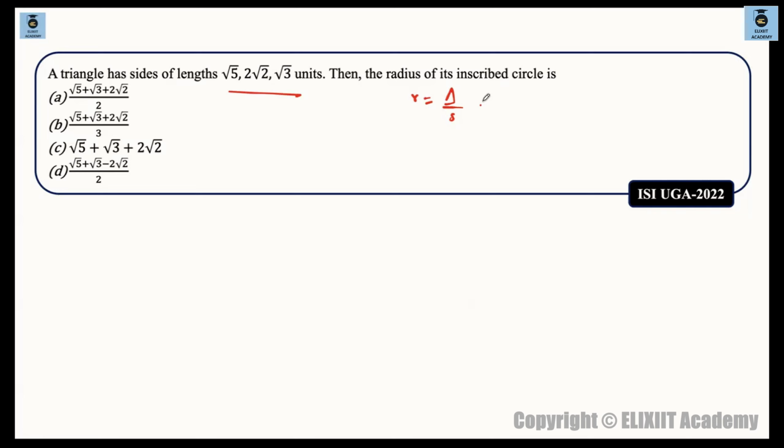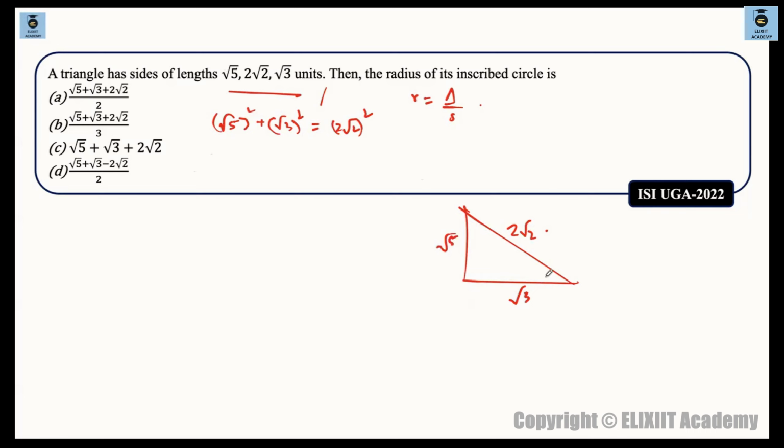So you need to observe something from here. कि √5 whole square plus √3 whole square, 5 plus 3 is basically 2√2 whole square. √5 whole square plus √3 whole square is basically the same as 2√2 whole square, which is 8. So this satisfies the Pythagoras theorem. So this is a right angle triangle. Hypotenuse is 2√2 and this is √5 and this is √3.